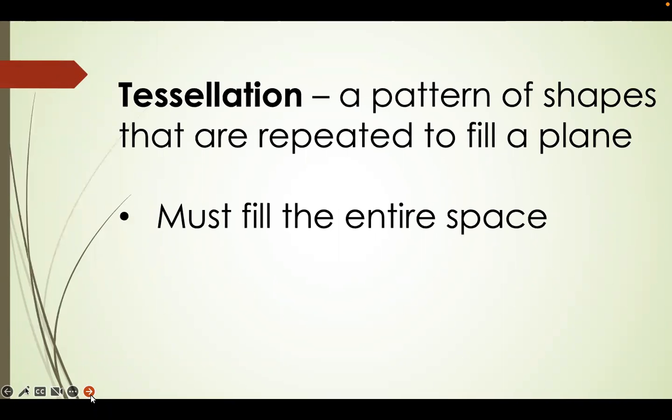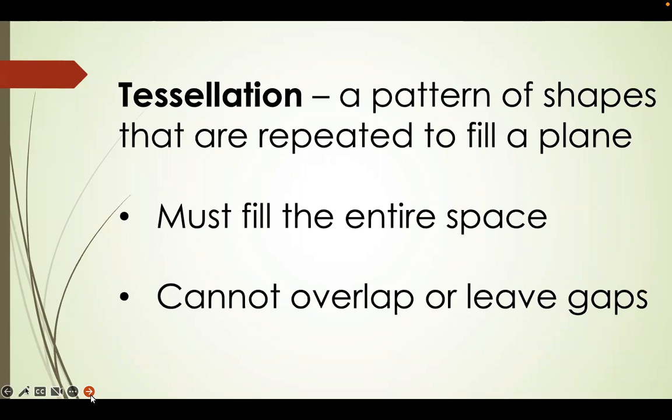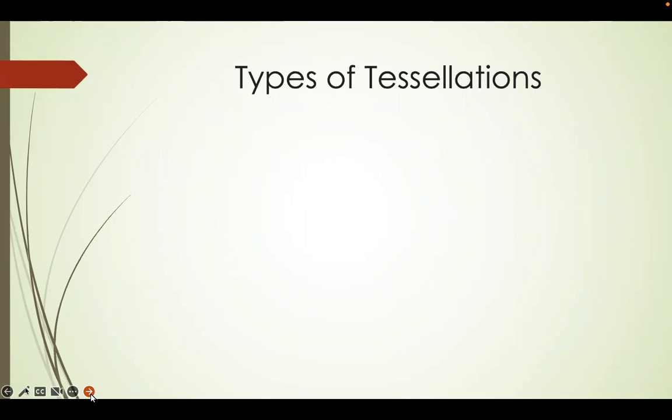Now, the rules, or the properties, I guess you could say, is that it must fill the entire space, and no shapes can overlap, nor can you leave a gap. So these shapes must be right up next to each other and then fill the entire space. We have two types of tessellations that we're going to talk about.